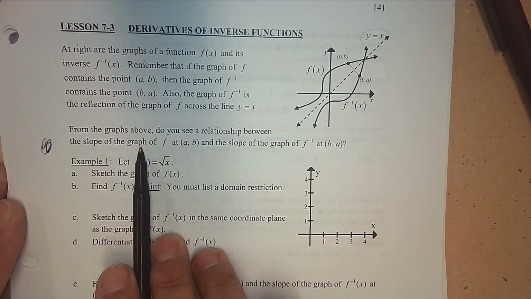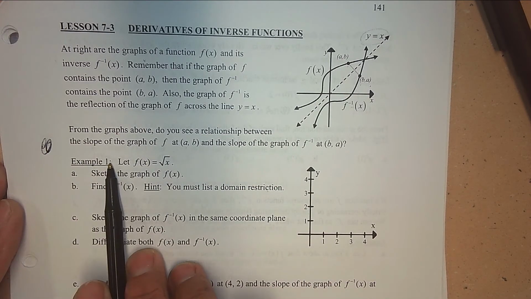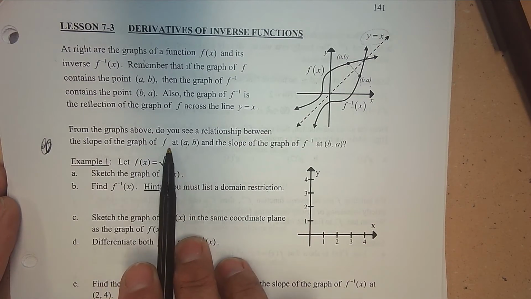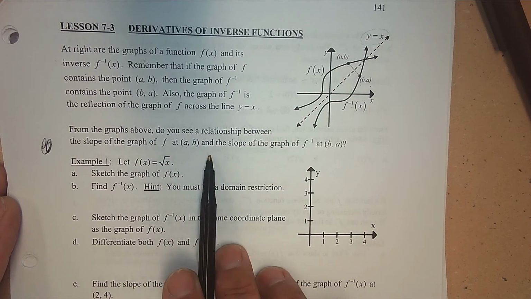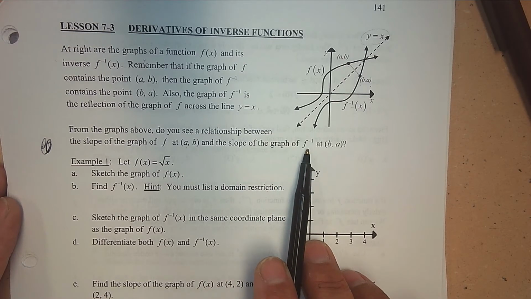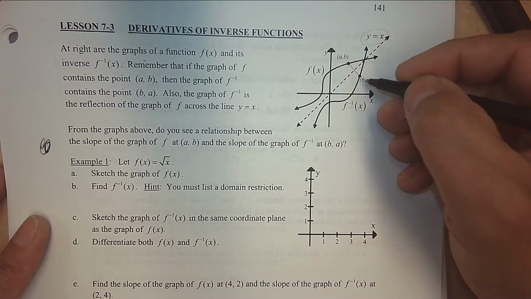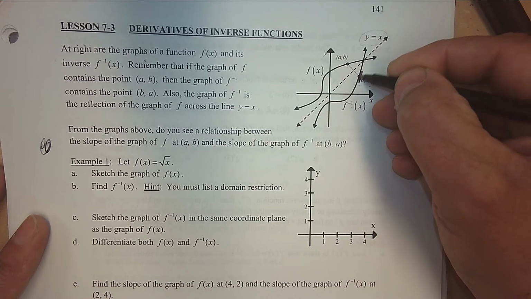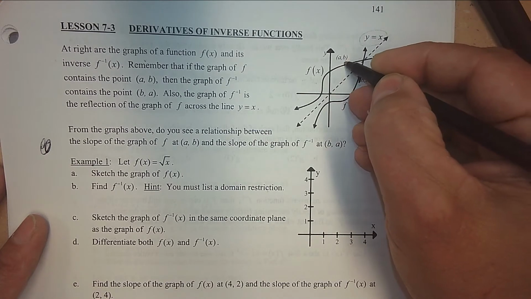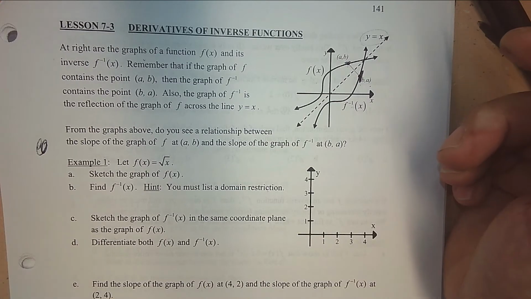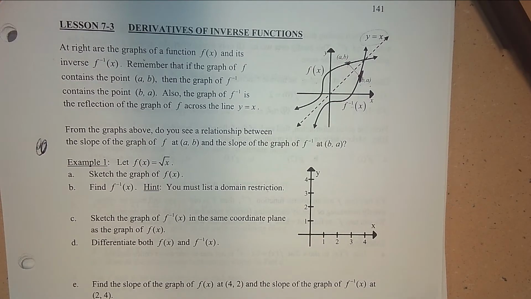So from the graphs above, do you see a relationship between the slope of the graph of f at (a, b) and the slope of the graph of f^-1, the inverse, at (b, a)? Can you see at (b, a), if I drew a little line, and I see a little line here, what do you notice? And what do you notice about the two slopes that you have?